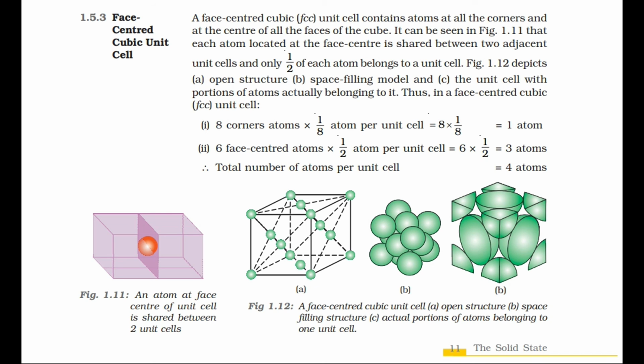Thus, in a face-centered cubic FCC unit cell, first, 8 corner atoms into 1/8 atom per unit cell, which is 8 into 1/8, 1 atom. And second, 6 face-centered atoms into half atom per unit cell, which is 6 into 1/2, further equal to 3 atoms. So the total number of atoms per unit cell is 4 atoms.